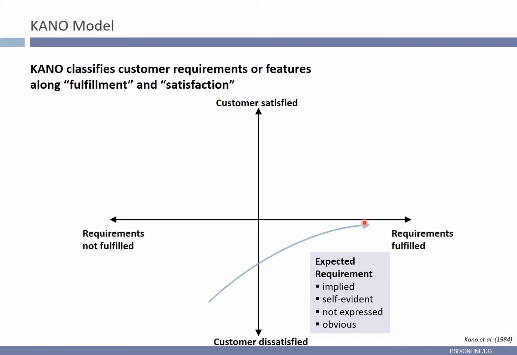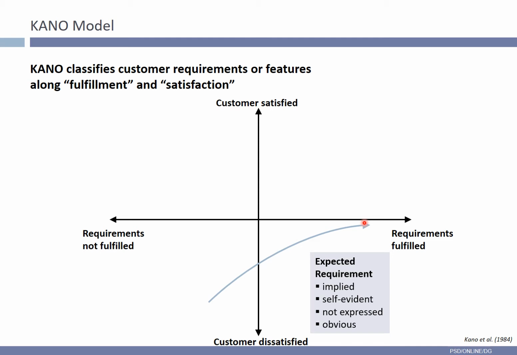Because your customer expects these things to deliver. Usually they are implied, they are obvious, they're not even expressed by a customer. This is what the customer takes for granted when it comes to your product.